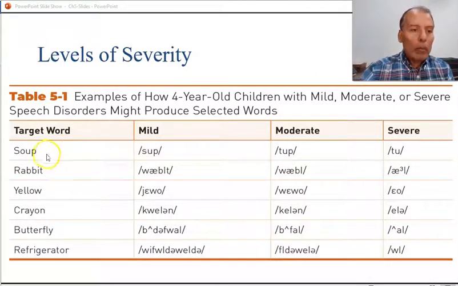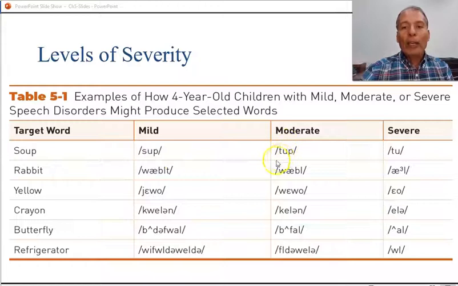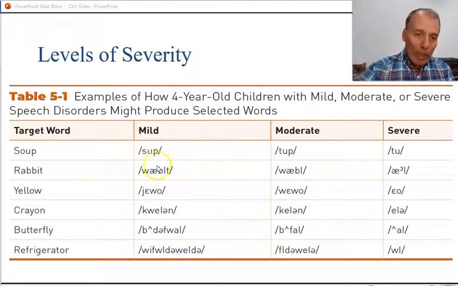So the word soup in the mild category will become thoop, like a dental lisp. And then moderate is going to take the S completely out and put another sound, which is a T. It will become toop. By the way, the chart uses International Phonetic Alphabet symbols. So the U here that you see is actually the symbol for the sound oo, as in pool or food. Okay, so you read it phonetically, it is soup.